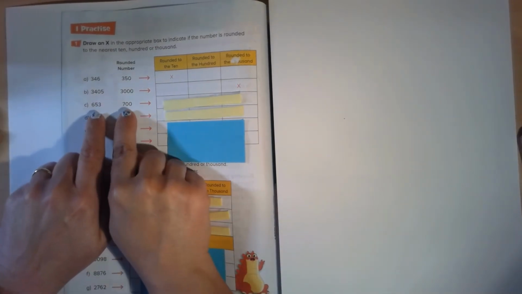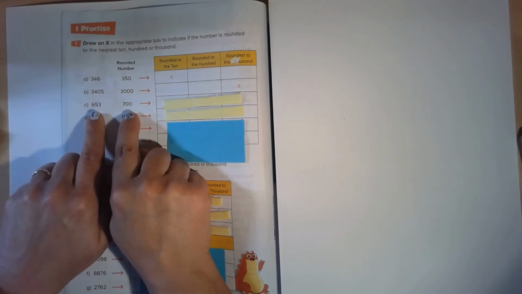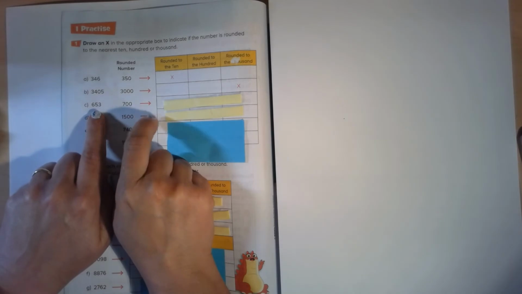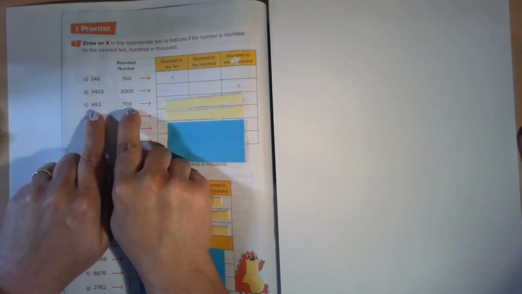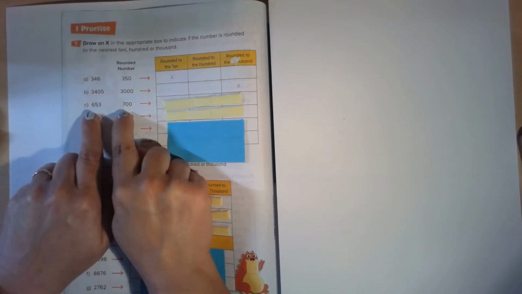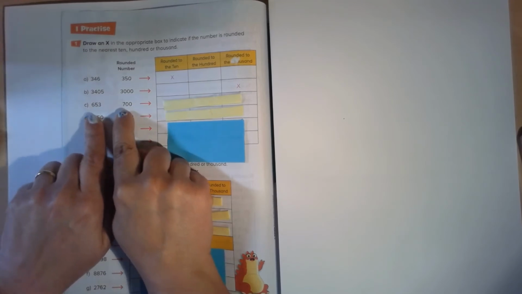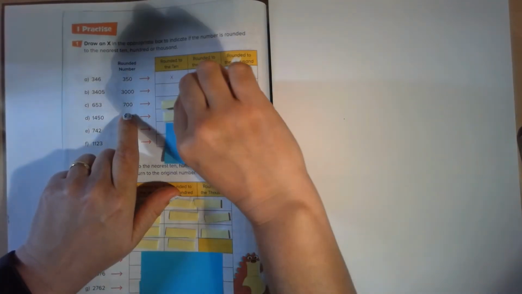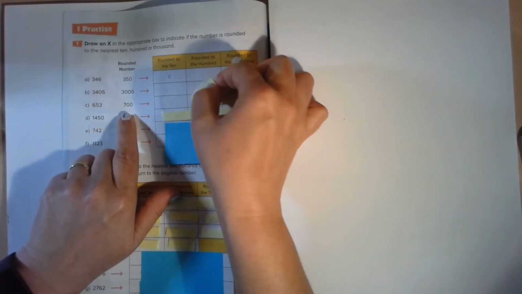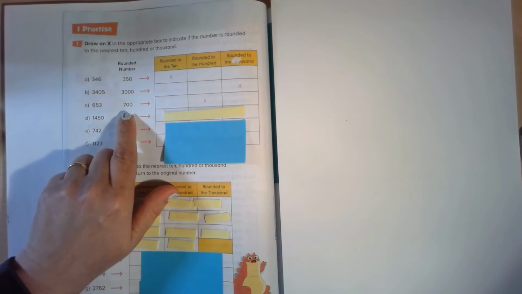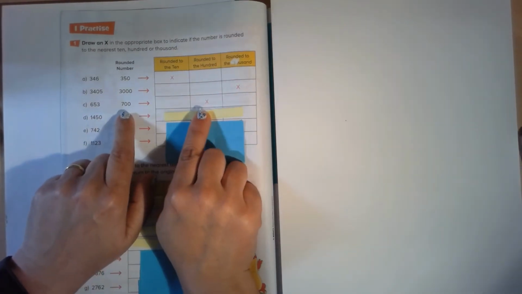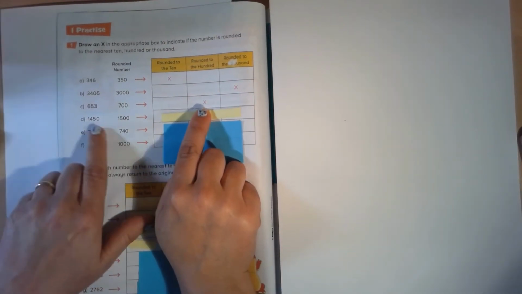All right, let's look at C. 653 was rounded up to 700. So they put zeros in the units or one column, in the tens column, and the 6 became a 7. So the change happened in the hundreds column. So let's see. Yes, it was rounded to the 100. Do you see how I'm doing this?